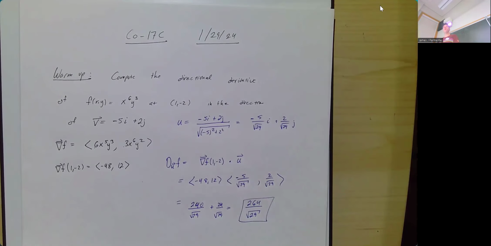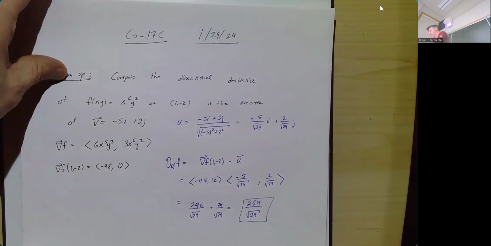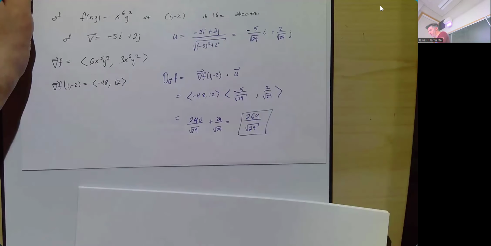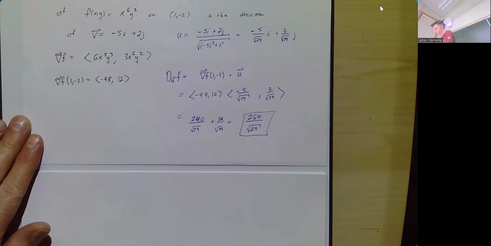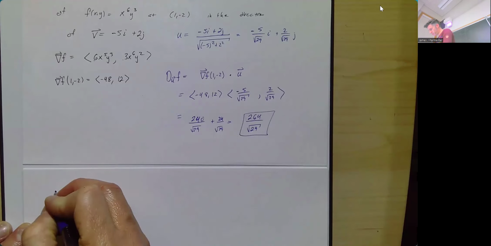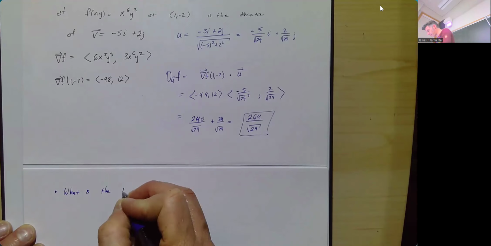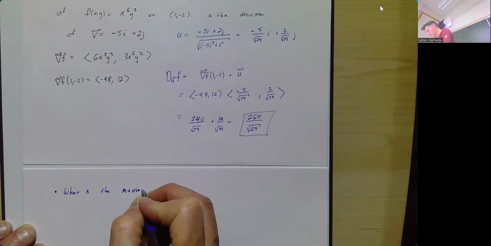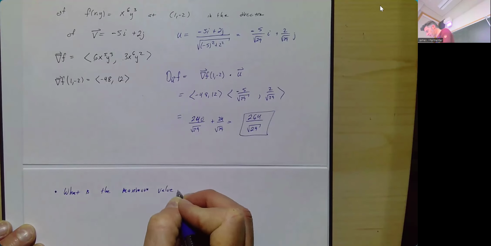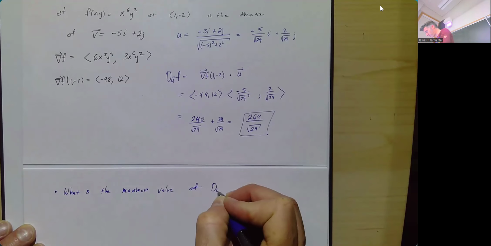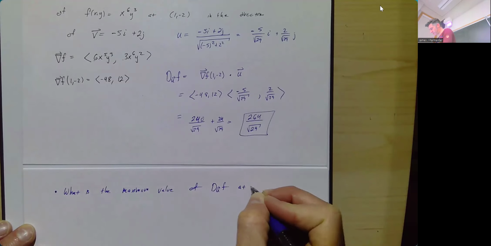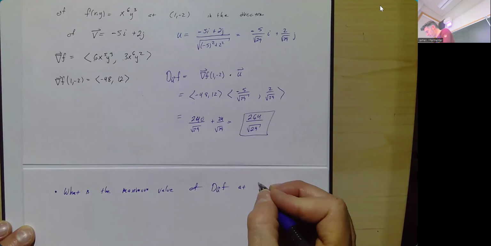Some follow-up questions for this function around this point. There's a few typical types of questions that we might ask, like, what is the maximum value of the directional derivative at the point (1, -2)?